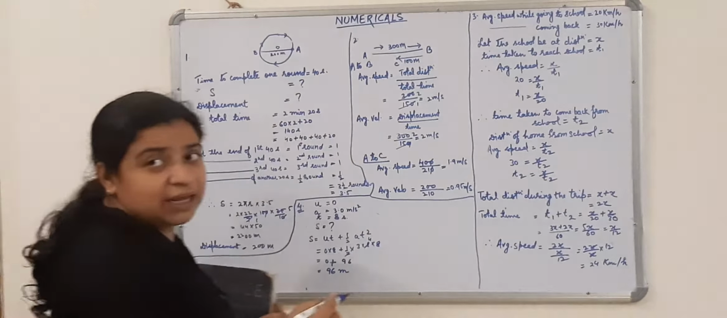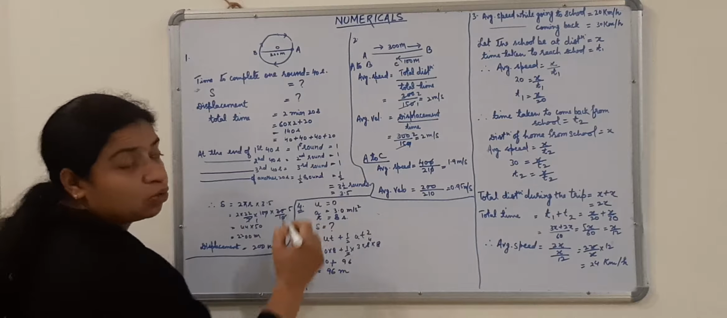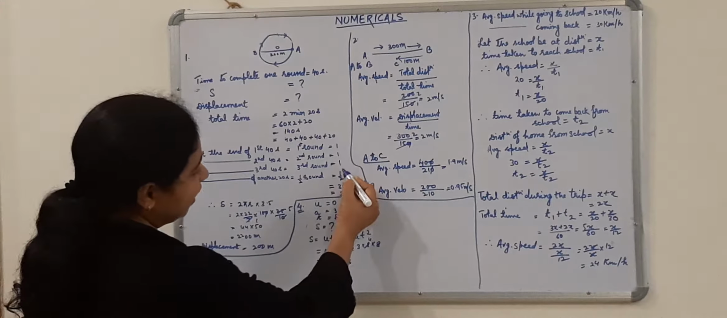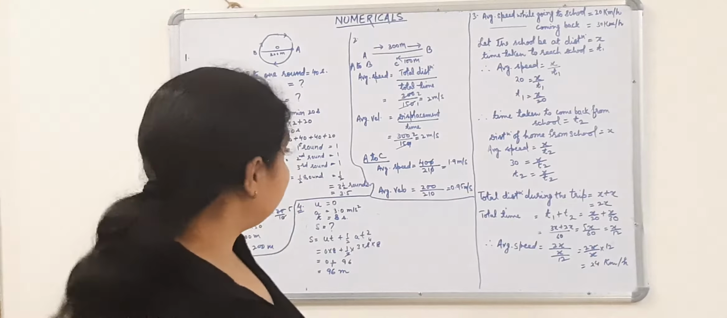So at the end of the first 40 seconds, how much distance will it cover? One round. At the end of the second 40 seconds, again one round. Third 40 seconds, again one more round. Another 20 seconds, half round. In all, how many rounds has the athlete covered? The athlete has covered 3 and a half, that is 3.5 rounds.